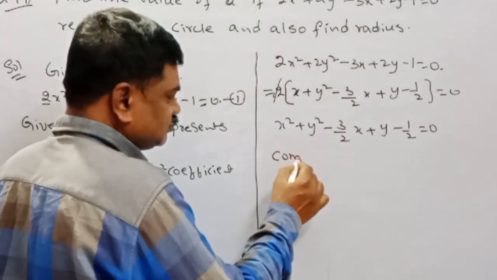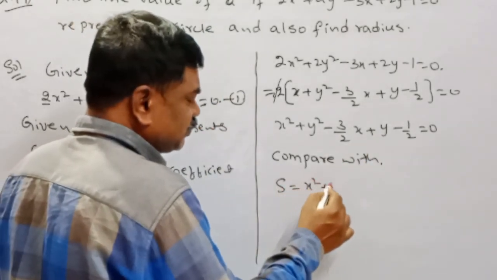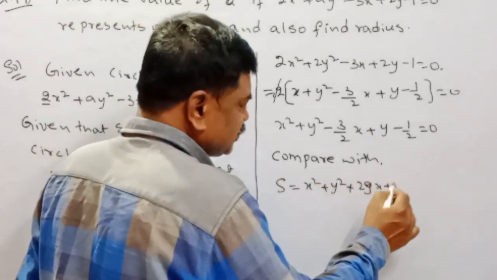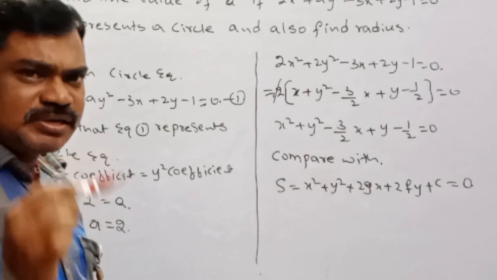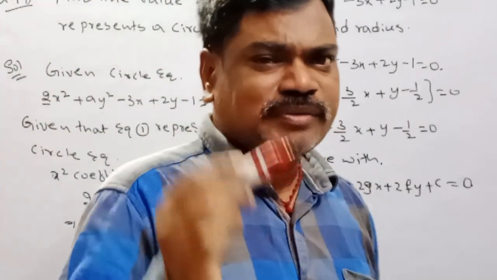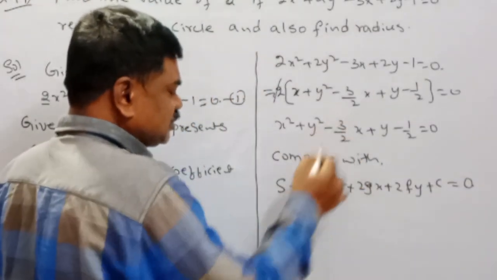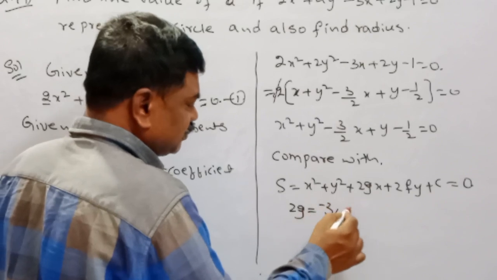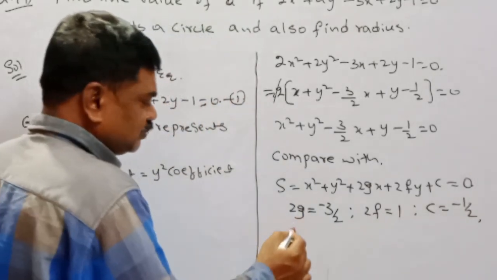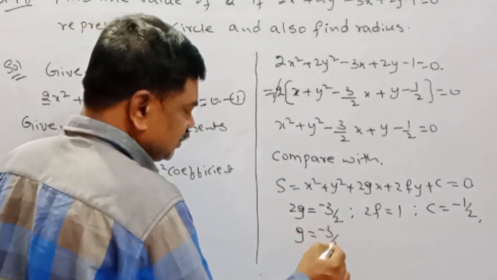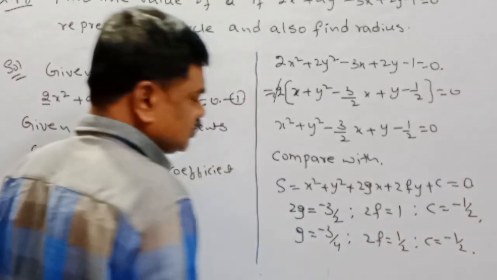Compare with S = x² + y² + 2gx + 2fy + c = 0. This is the general circle equation. Comparing these two, 2g is equal to minus 3 by 2, 2f is equal to 1, and c is equal to minus 1 by 2. So what is g? g is equal to minus 3 by 4, f is equal to 1 by 2, c is equal to minus 1 by 2.